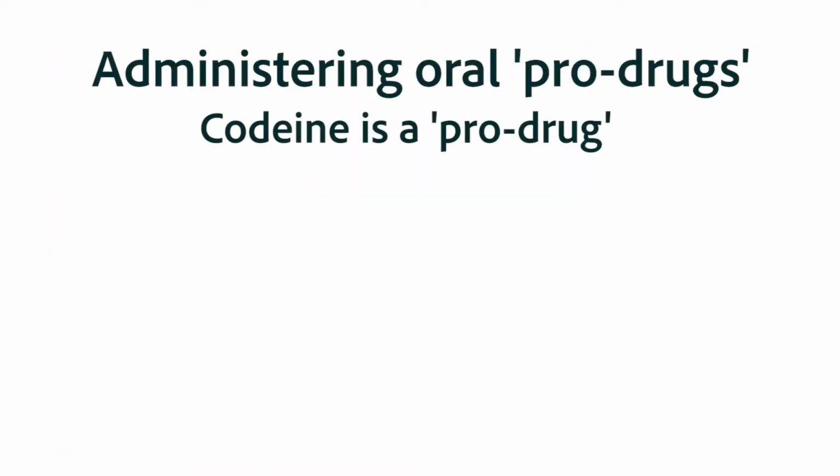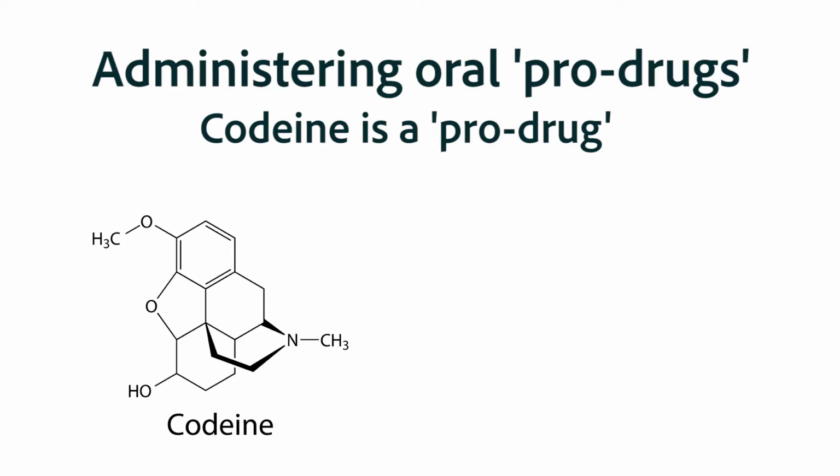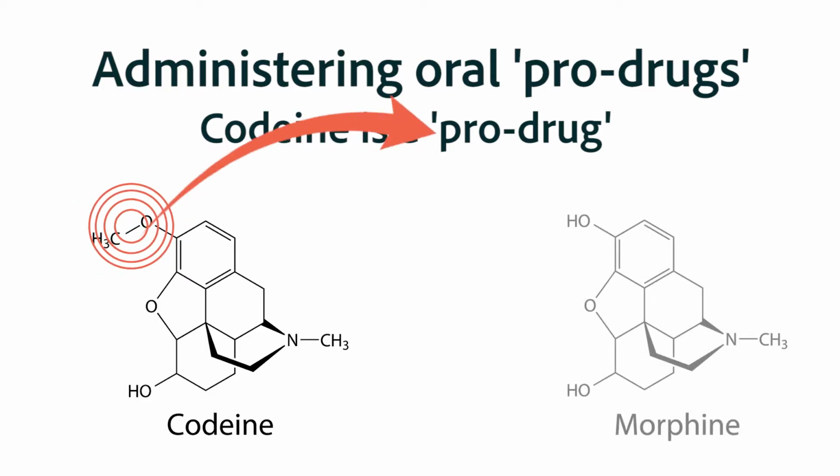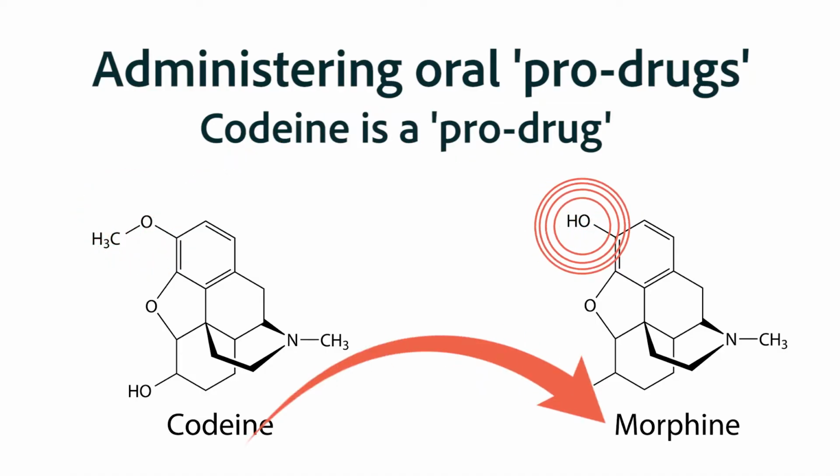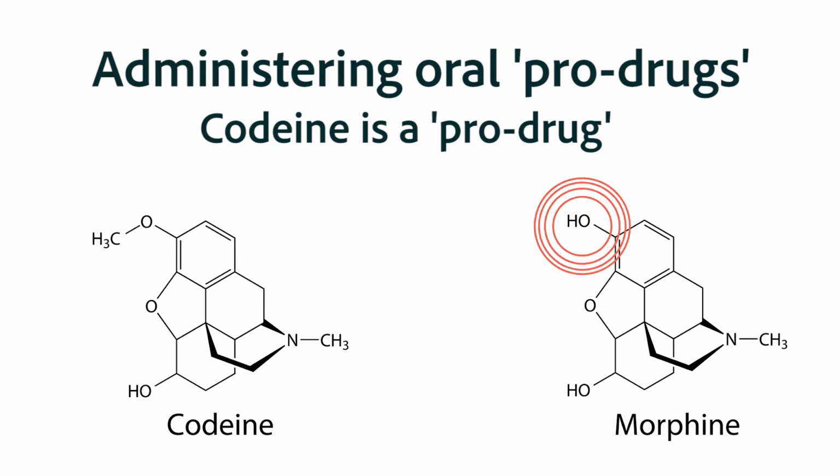Another way that we can get morphine into the person's system is to administer a drug that turns into morphine in the liver. Codeine is what we call a prodrug, and it does exactly that. It is an inactive drug that has a bioavailability of 90%, and the codeine is altered to the active form, which is morphine, the first time it enters one of the liver cells.